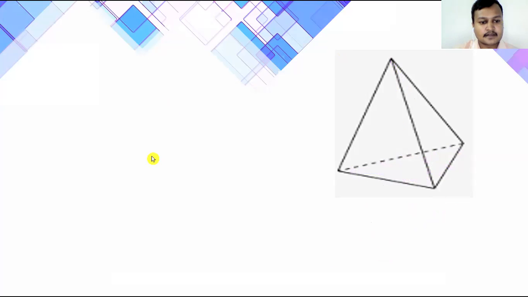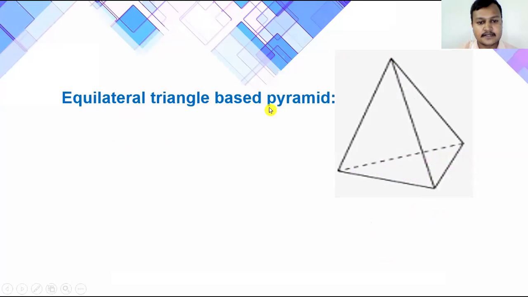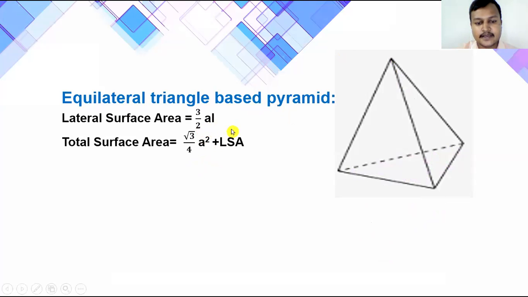So for it, just look at the formula for equilateral triangle based pyramid. Lateral surface area is 3 by 2 AL. 1 by 2 base into height is the area of one triangle, and there are 3 triangles, so it is 3 by 2 AL.